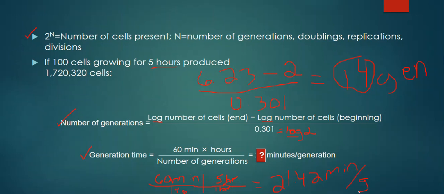So when you know these two formulas, and actually 3 formulas, because here's our first one, 2n, that's going to help you to answer any questions that I give you that ask about either calculating the number of cells in a generation, that's 2n, or calculating the number of generations, that's this one right here, or calculating the generation time. You can do that.